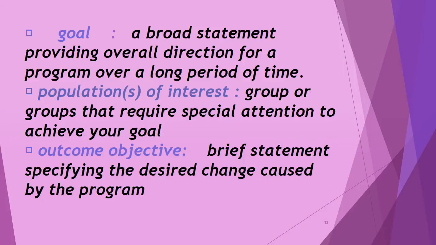Goal: a broad statement providing overall direction for a program over a long period of time. Population of interest: group or groups that require special attention to achieve your goal. Outcome objective: a brief statement specifying the desired change caused by the program.